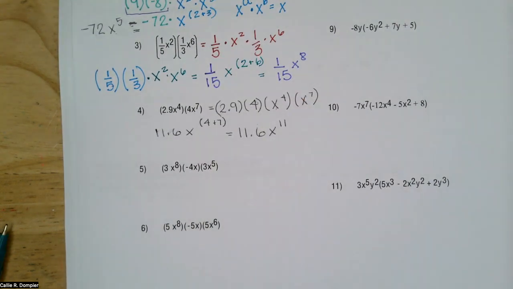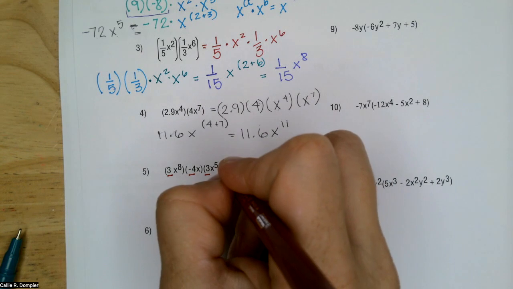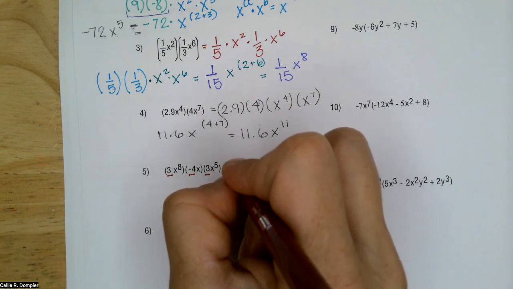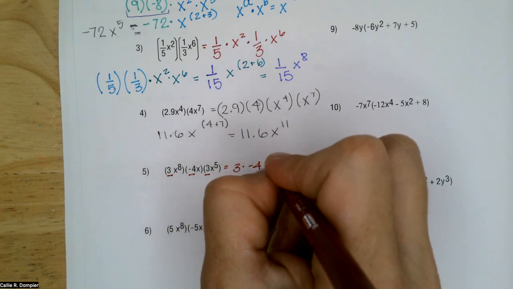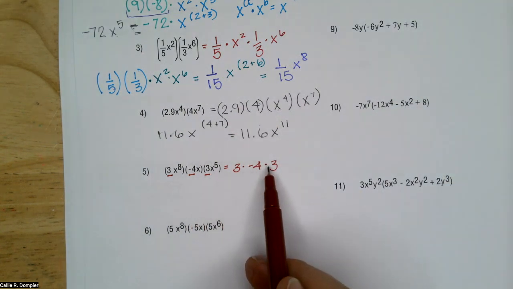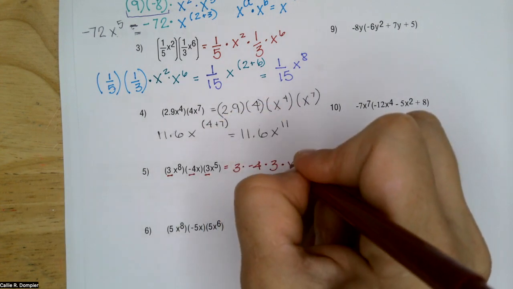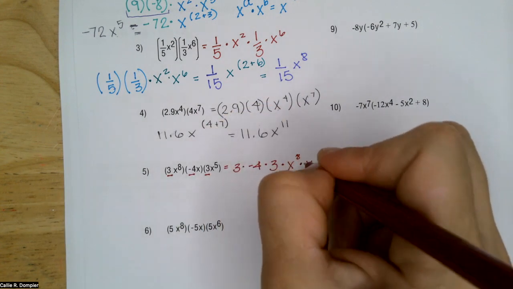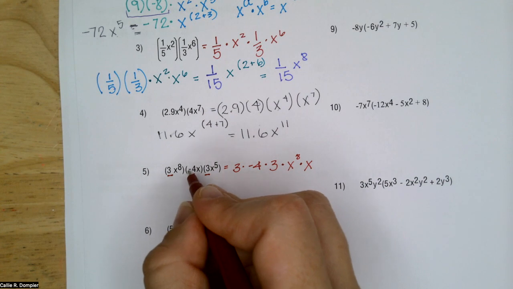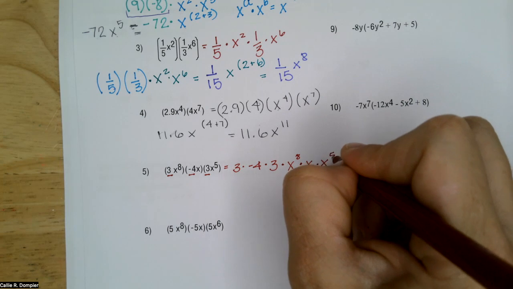Here we have 3 monomials, okay? So we're going to multiply the 3 times the -4 times the 3. You don't need parentheses if you have the multiplication sign. Positive times a negative times a positive is going to be a negative. Times x to the 8th times x. The 4 is the negative, the x is not negative. Times x to the 5th.